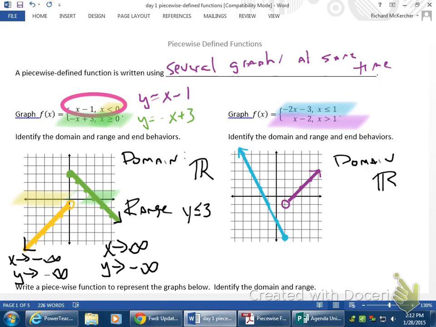Just like on the last problem, I use all of my x's to the left and to the right. And just like on the last problem, I use the range that goes up forever, but it never, ever gets below that point, -5, so it's greater than or equal to -5. And behaviors here, as x goes to -infinity, y is going to positive. And here, all right.